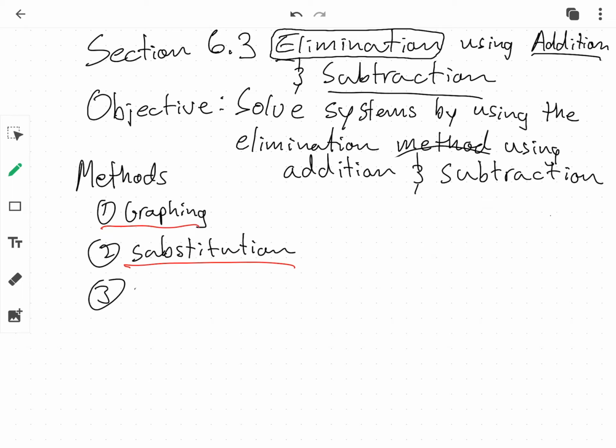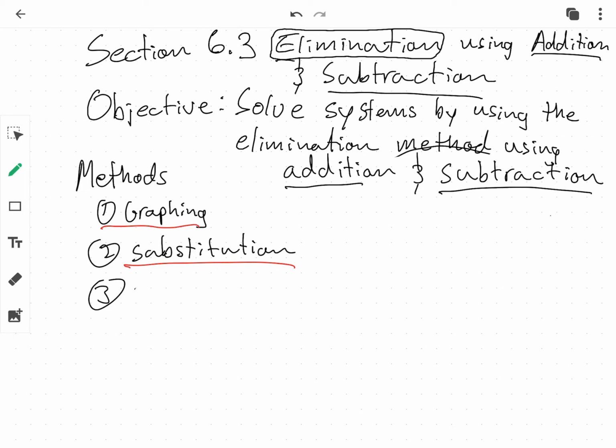We're going to be looking at a third method for solving systems of equations. We're going to use elimination by using subtraction and addition. There's two parts to solving systems using elimination. The first part is with addition and subtraction, and then in the next lesson we'll talk about how to use multiplication with elimination. So our objective is to solve the system by using the elimination method using addition and subtraction.